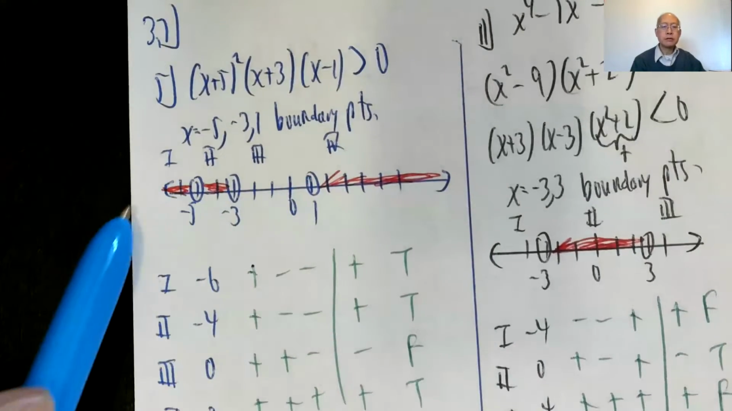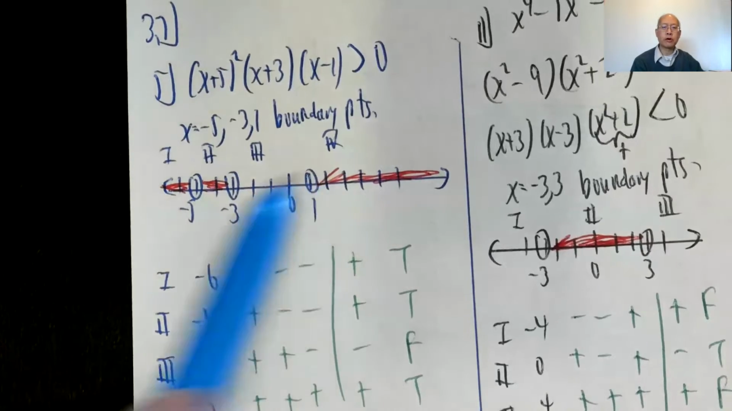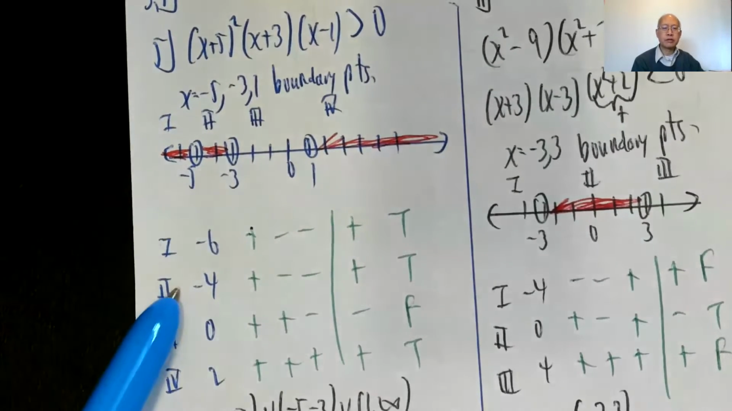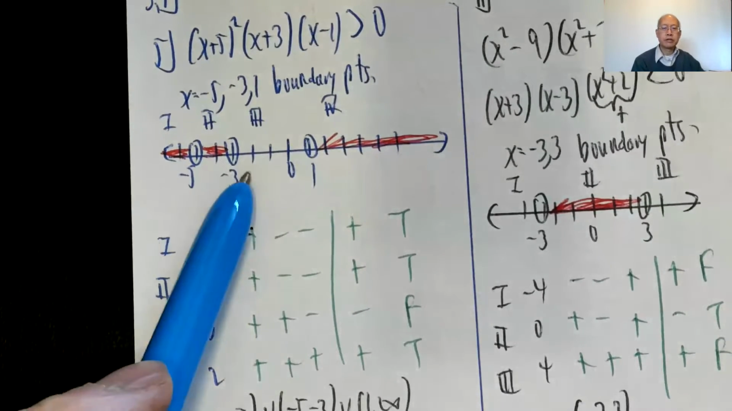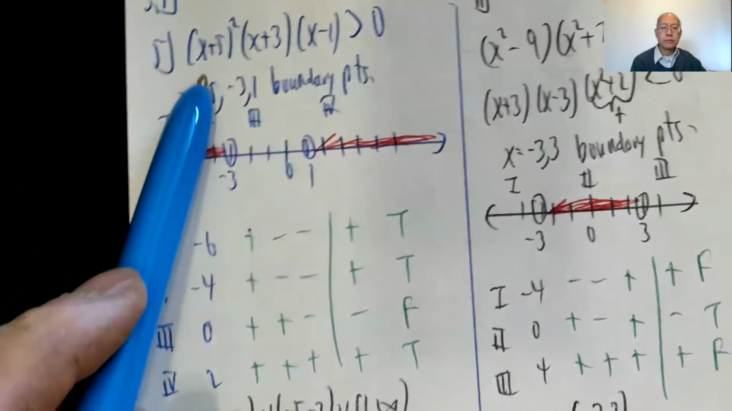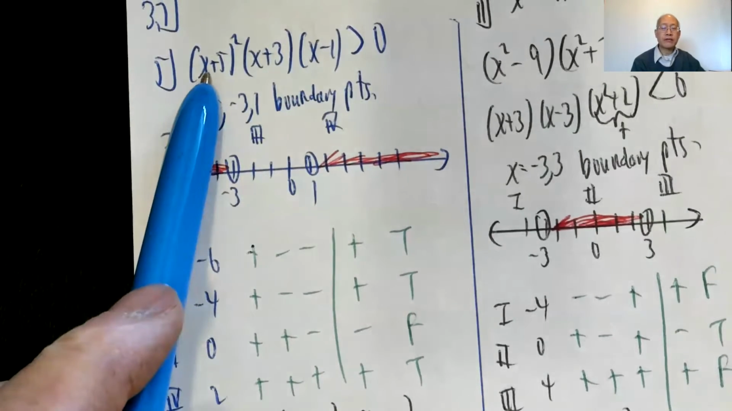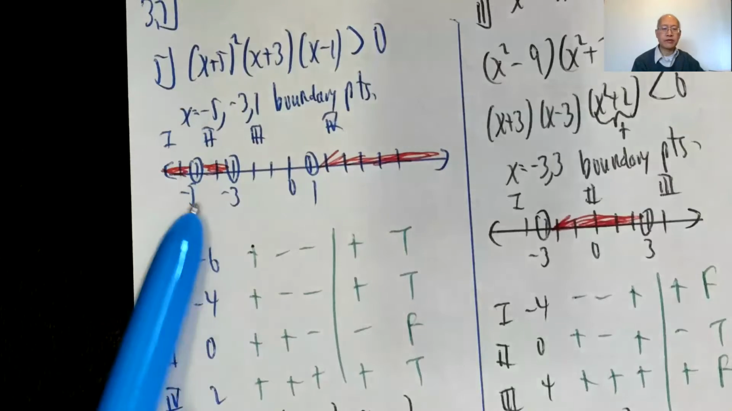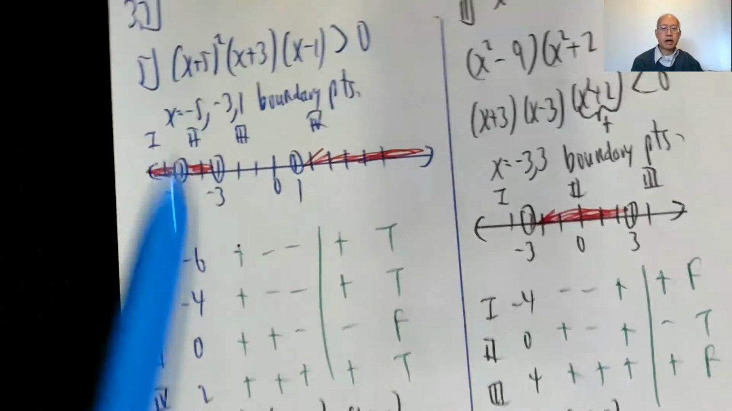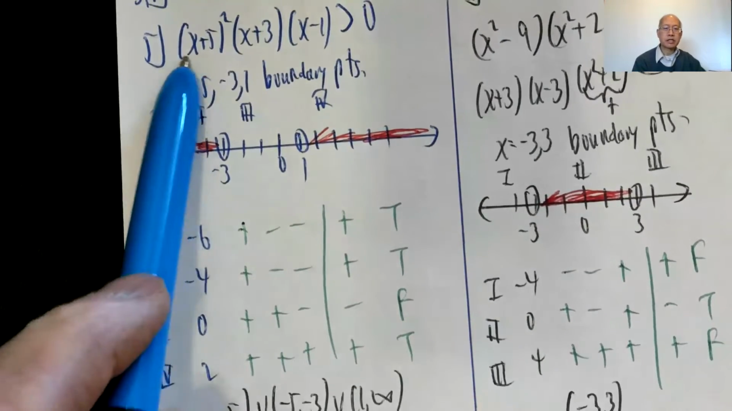Pick a number in each region. Region 1, 2, 3, 4. So region 1, I pick -6, region 2, -4, region 3, 0, and region 4, 2. You plug into the expression and see if you get a positive or negative quantity. I noticed that if I have anything squared besides -5, you're not plugging in -5 anyway, it's positive. So plus, plus, plus, plus, that's off of that.